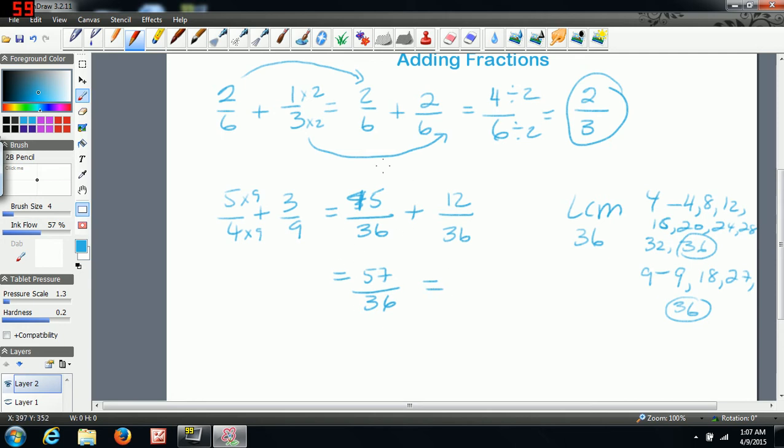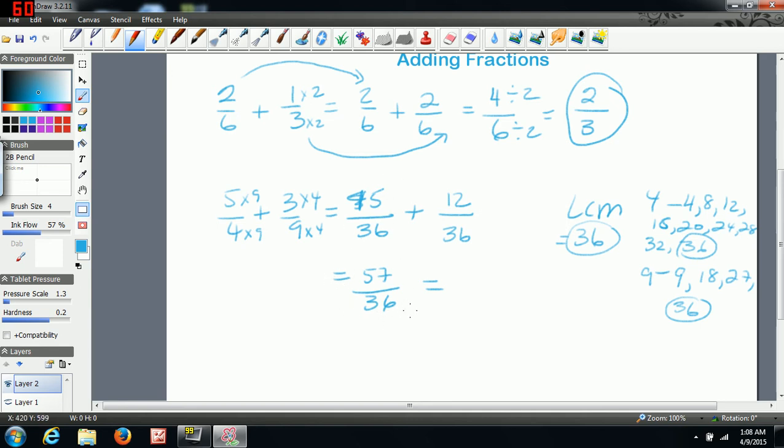Okay, so this one, we multiply the bottom and the top by 9 because 4 times 9 will give me 36, which is my lowest common multiple. And over here, we multiply 9 by 4 to get 36, and then we multiply the top by 4 as well, we get 12. Okay, so we don't actually change each fraction, we're just writing them in a different form. Now that we have the same number on the bottom, we can go ahead and add the top numbers.